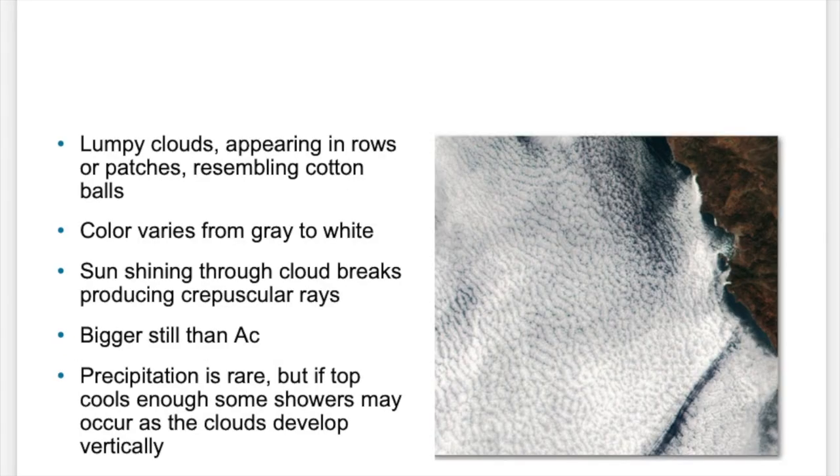And for stratocumulus, we can see the globular patches are thicker compared to the altocumulus that we saw. And these are lumpy clouds appearing in rows or patches resembling cotton balls. And the color of these clouds varies from gray to white. And these are bigger than the altocumulus that I just mentioned that we saw in the previous slides. And precipitation is rare, but if the top is cool enough, some showers may occur as the clouds develop vertically.